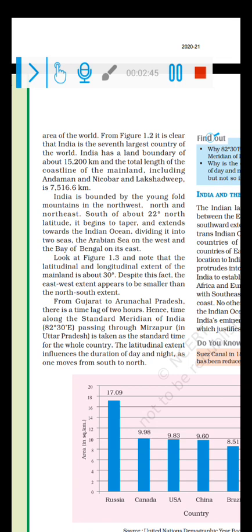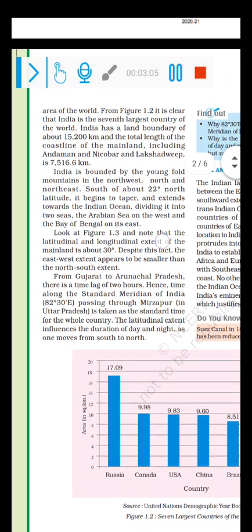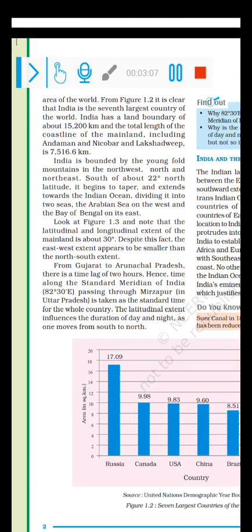Okay. Now, if you come to the southern point of India, then you will see that the southern peninsula of India is triangular shaped, and it divides the Indian Ocean into two halves, that is the Arabian Sea on the west and the Bay of Bengal in the east. So this is an overall description of the size and the location of India.